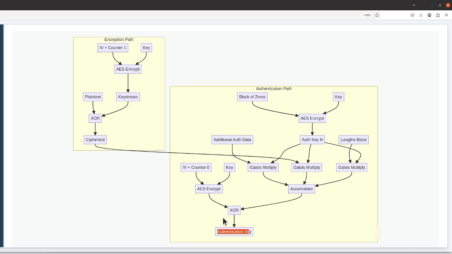Notice that the authentication operates on the ciphertext, not the plaintext. This is important. It means an attacker who modifies the ciphertext will invalidate the tag, even though they don't know the plaintext. This is called encrypt then MAC, which is considered the most secure approach to authenticated encryption.